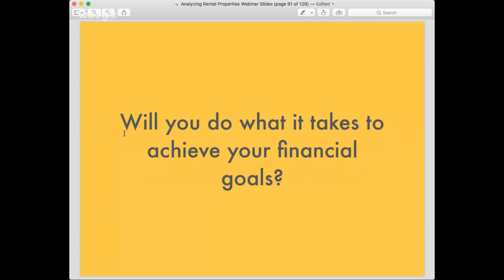And third question, will you do what it takes? In other words, will you do the work needed to achieve your financial goals? Do you understand this is not something that just happens to people, right? Another quote from Jim Rohn, he said, life does not get better by chance, it gets better by change. So will you do what it takes to do it?